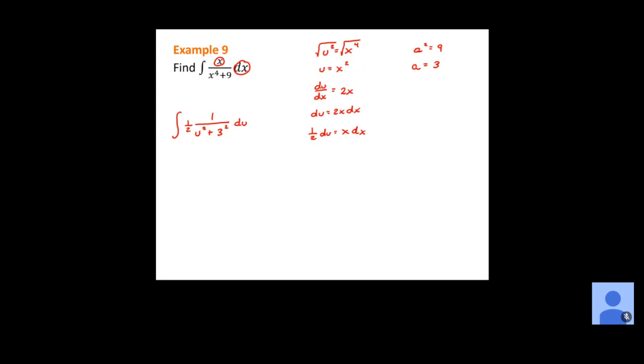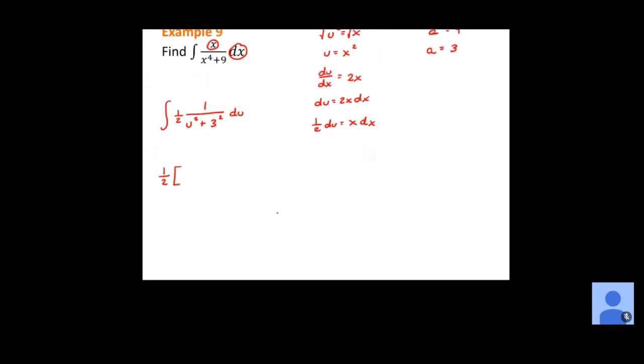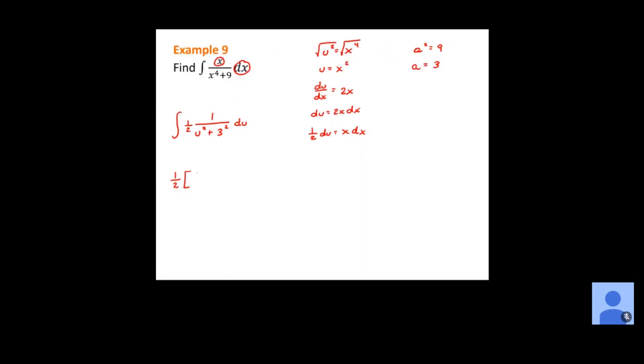Now we can use our formula, right? So if we go back and think about it, keep your 1/2. And now we're just following this formula right here because we have our u squared, we have our a squared, and so we can just plug right into this. X becomes a u, a becomes the actual a value. So we're going to get 1 over 3 times the arctangent of u over 3, and then plus c.